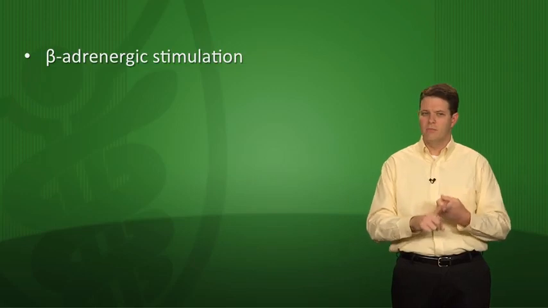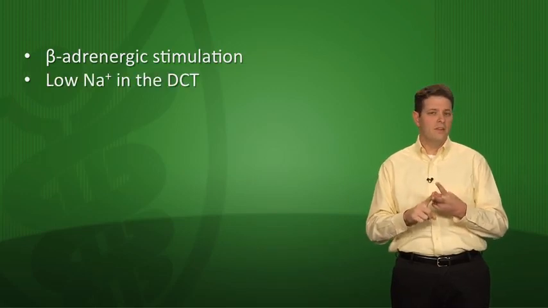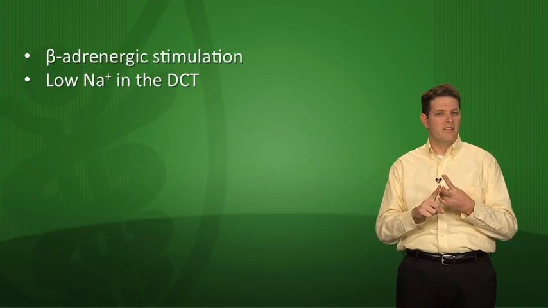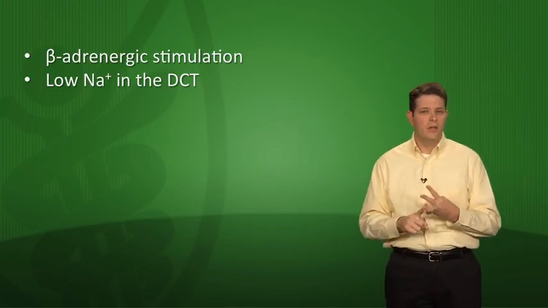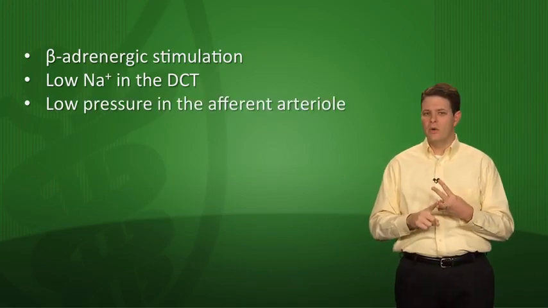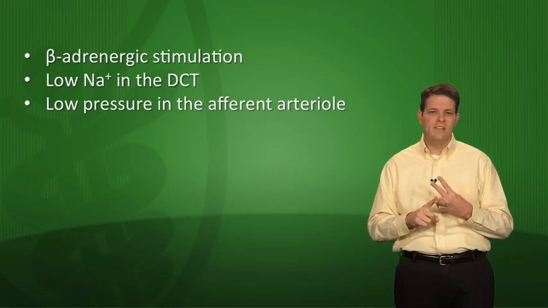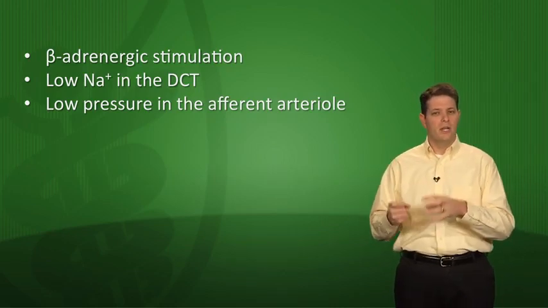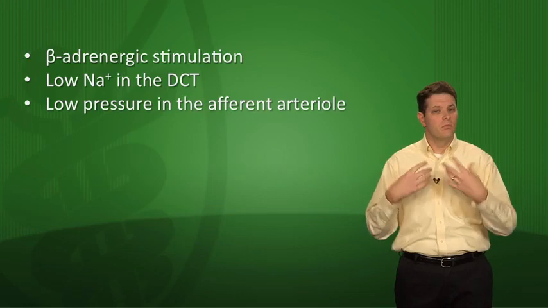So there are 3 main things that tell the JG cells to release renin. One is beta-adrenergic stimulation. The second one is low sodium in the distal convoluted tubule, which is what that macula densa is monitoring for. And the third is low pressure in the afferent arteriole of the glomerulus. So the JG cells are actually monitoring the blood pressure, and if it drops, that's a signal to release more renin.